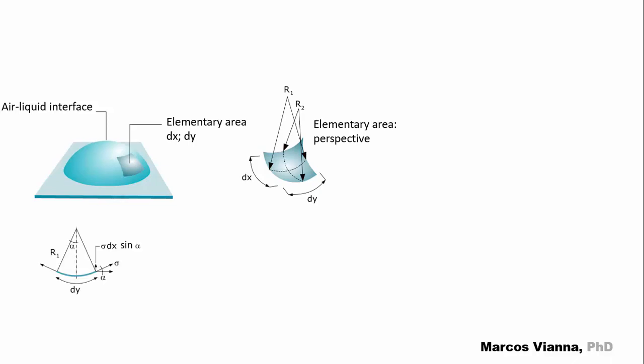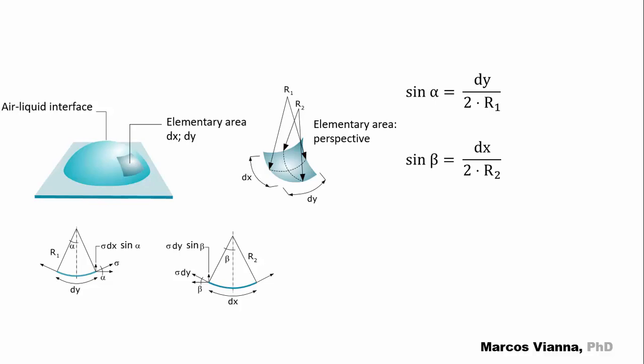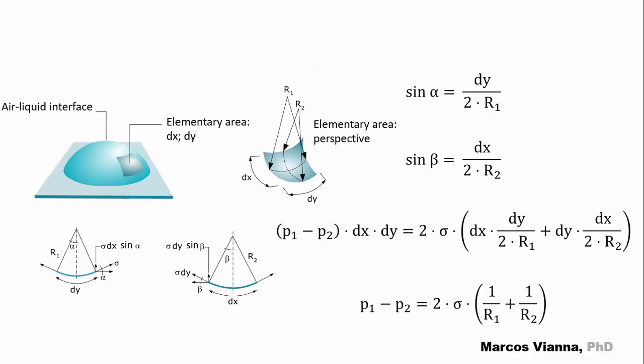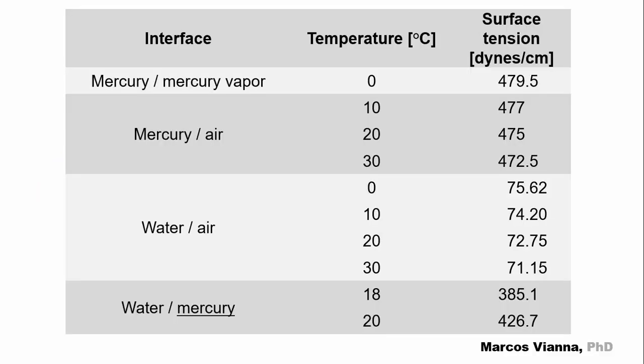Here we see a section of the area showing the curvature r1 and length dy, and here a section of the same area showing the curvature r2 and length dx. We can write sin alpha equals dy over 2r1, sin beta equals dx over 2r2. Then we write this expression, which comes to this, and finally P1 minus P2 equals 2 sigma times (1 over r1 plus 1 over r2). In this table, we can find the values of the surface tension for some common fluids in contact with one another at usual temperatures.